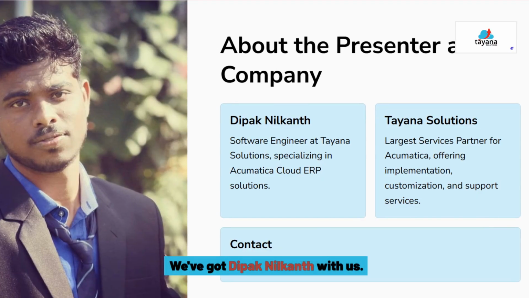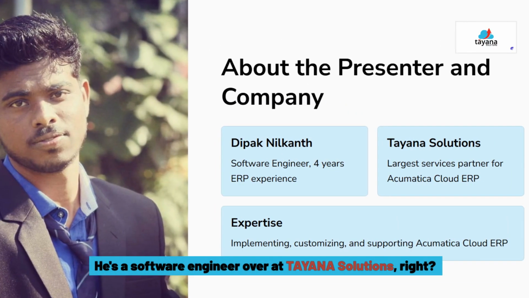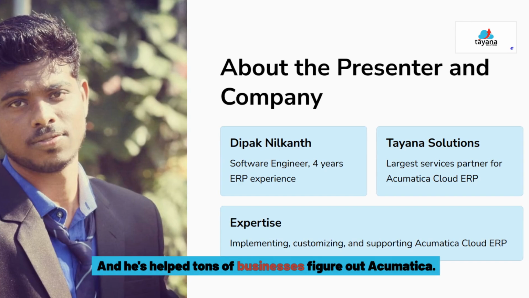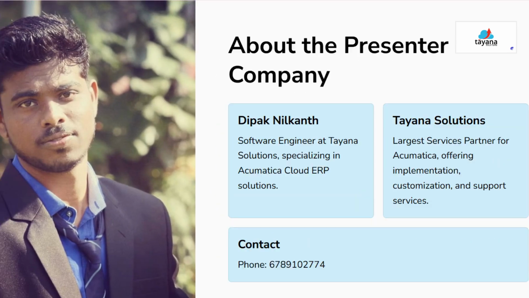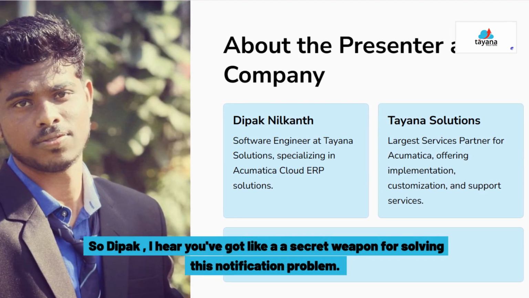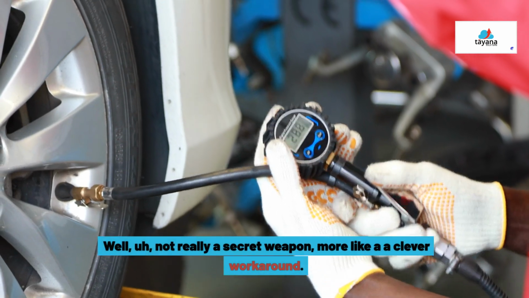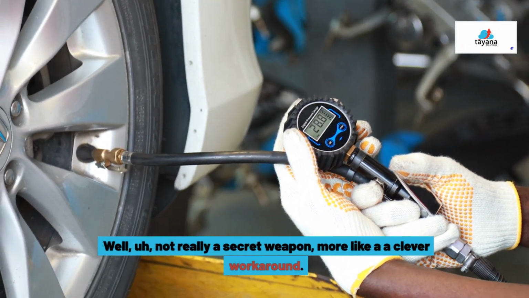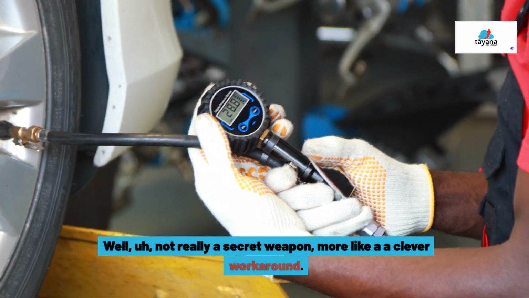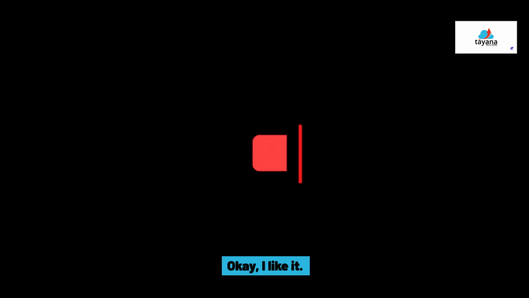Okay. We've got Deepak Milkamp with us. He's a software engineer over at Tiana Solutions, and he's helped tons of businesses figure out Acumatica. So Deepak, I hear you've got like a secret weapon for solving this notification problem. Well, not really a secret weapon, more like a clever workaround. Okay, I like it. Lay it on us.